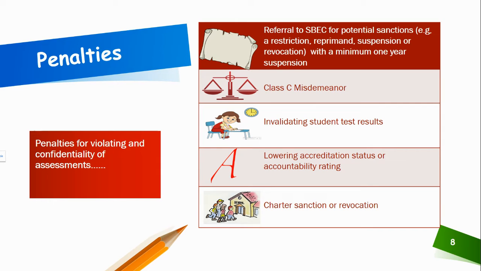Penalties can also include invalidating student results, lowering of a district's accreditation status or accountability rating, a charter school receiving a sanction, or a revocation of their charter.